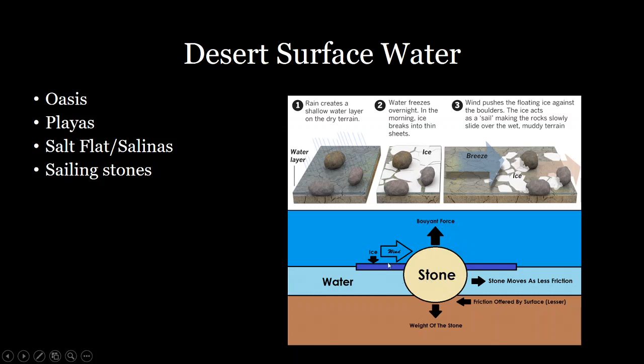As that ice that's connected to the stone lifts the rock up, then the wind can drag that rafted rock downwind. And you have that erosional feature that develops because of that.